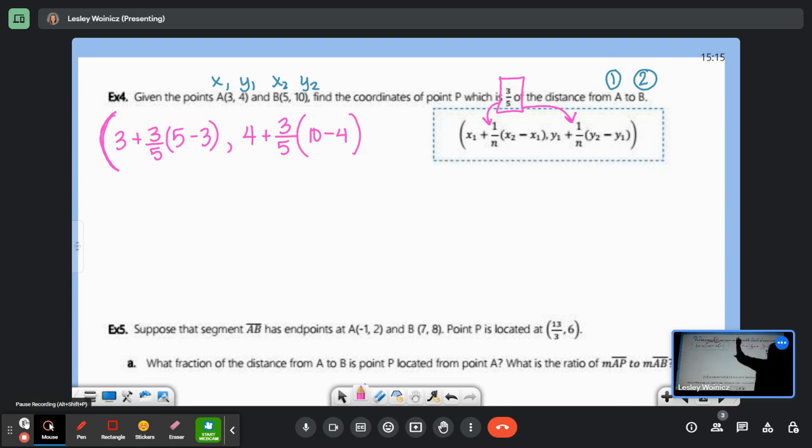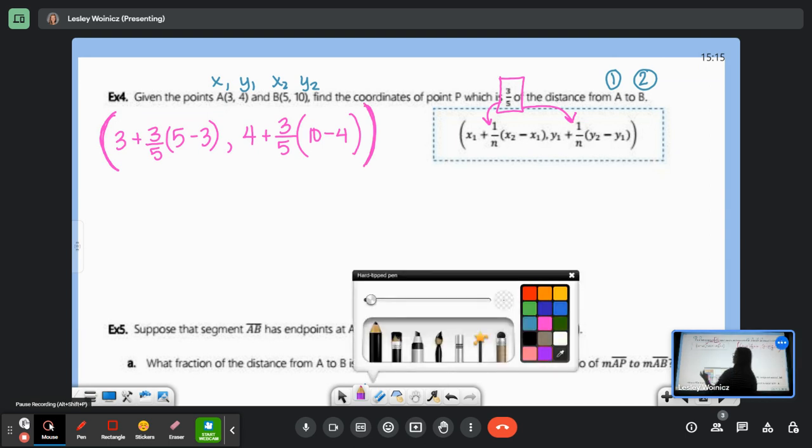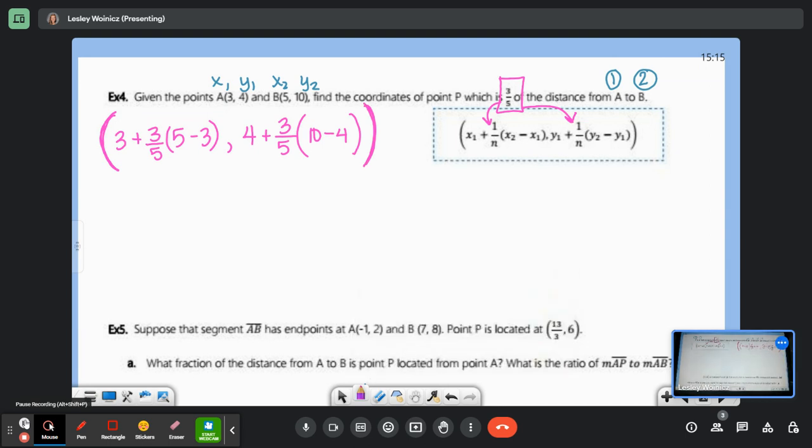Okay, and then close parentheses. Okay, now we just simplify. What is 5 minus 3? 2. Okay, what is 3/5 of 2? 3 times 2 is 6 over 5.